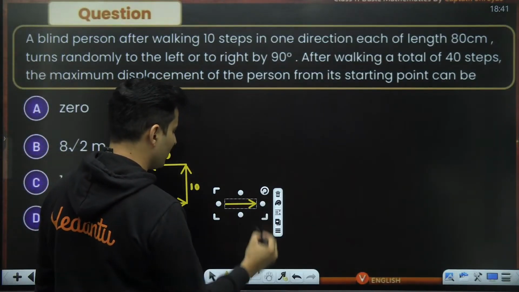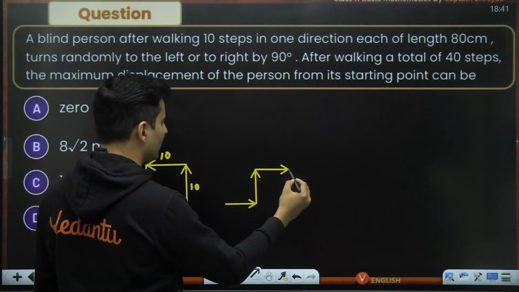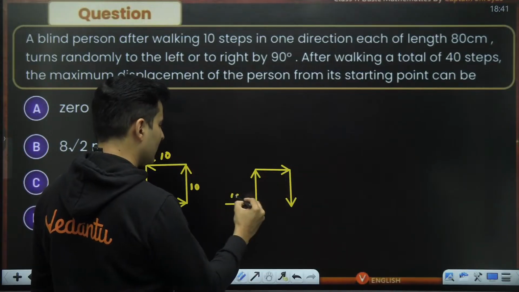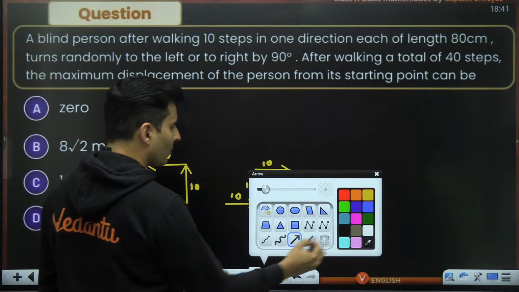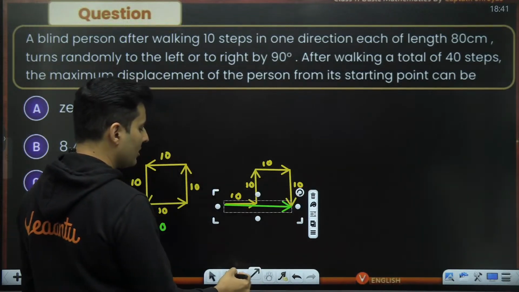Okay, let's say this person goes here, and let's say this person goes left, and maybe this person goes right, and again he goes to the right. Okay, so this is 10 units, this is 10 units, this is 10 units, this is 10 units. So if you see, from the starting place, he has reached over here.